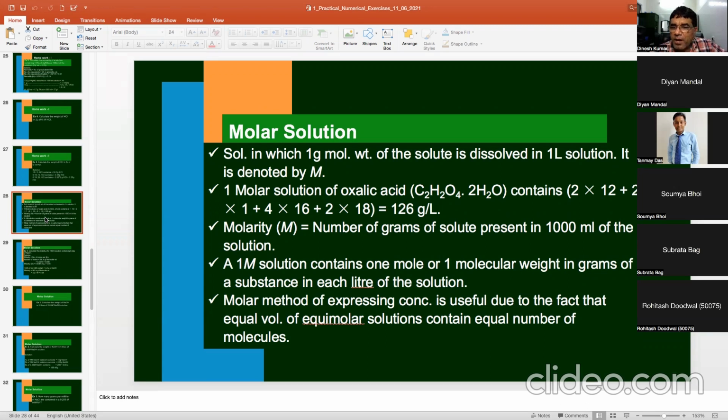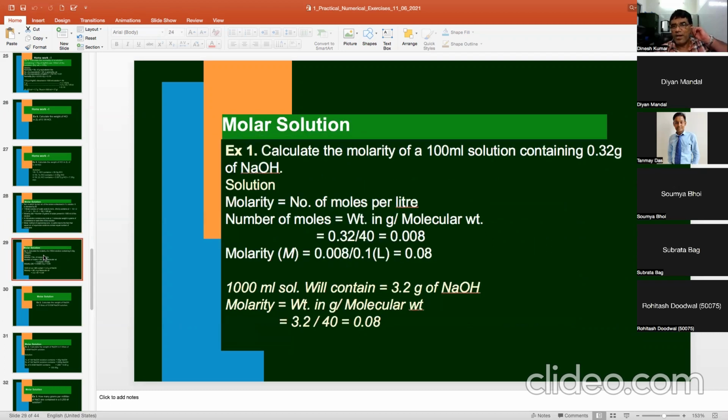Molarity is equal to number of grams of solute present in 1000 ml of the solution. 1 molar solution contains 1 mole or 1 molecular weight. Mole means molecular weight in grams of a substance in each liter of the solution. The molar method of expressing concentration is useful because equal volumes of equimolar solutions contain equal number of molecules. So this is about molar solution.